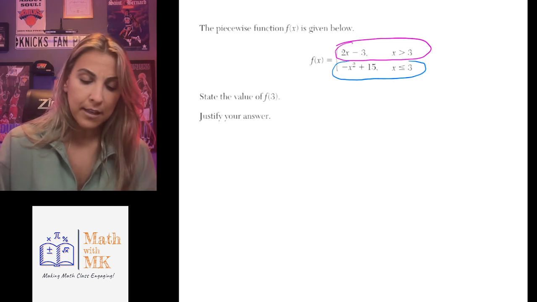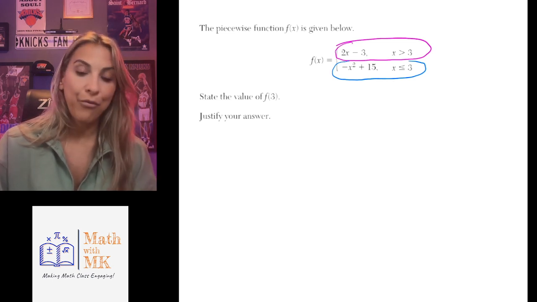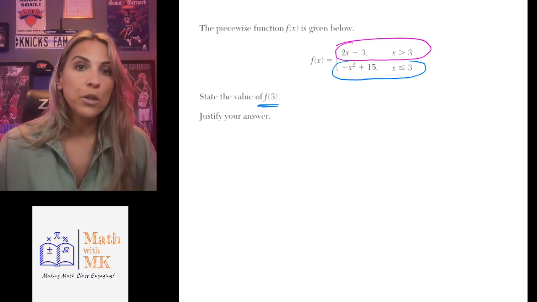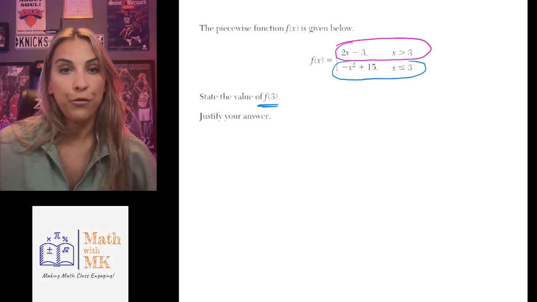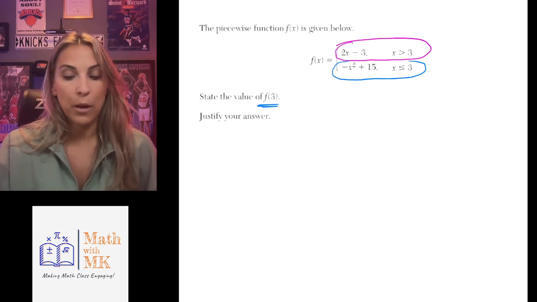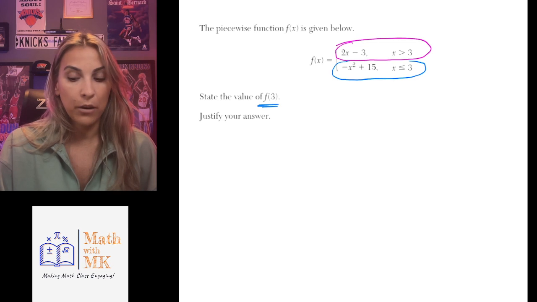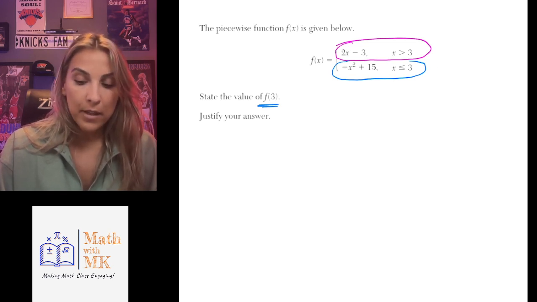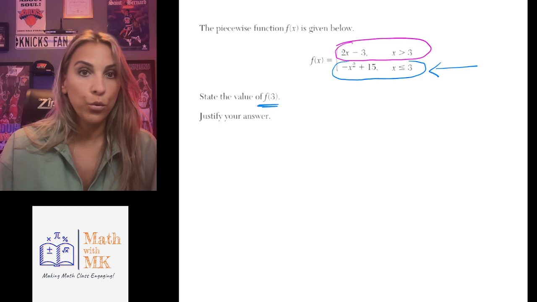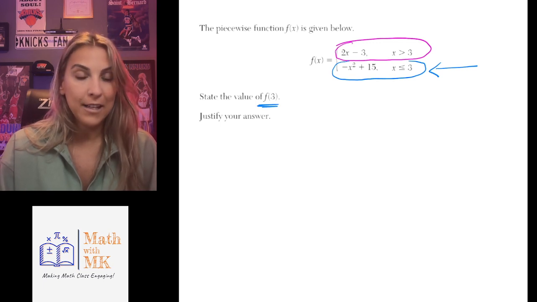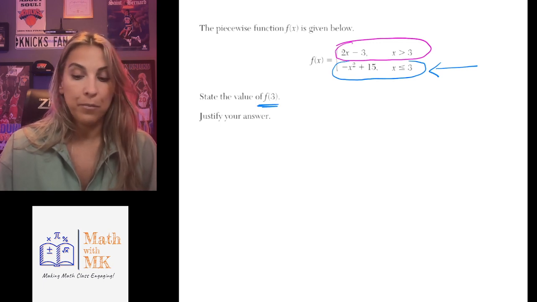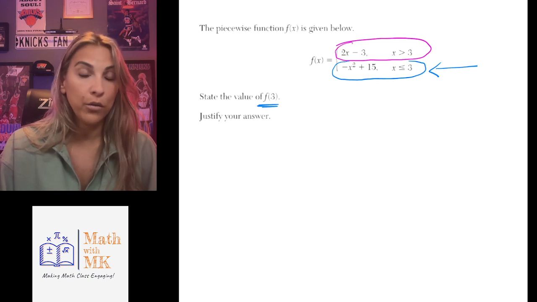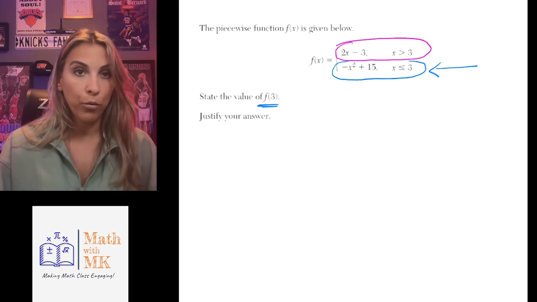This example is asking us to state the value of f of 3. So first we have to see, okay, where does 3 fall in terms of our rules that we're given? So we have two different rules here for this function. One of them if x is greater than 3, and the other if x is less than or equal to 3. So if we're trying to find f of 3, that means we're going to have to follow the blue rule because 3 is less than or equal to 3, but 3 is not greater than 3. So we can't follow that purple rule that I circled up top.